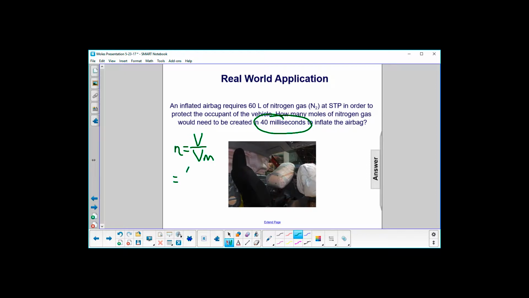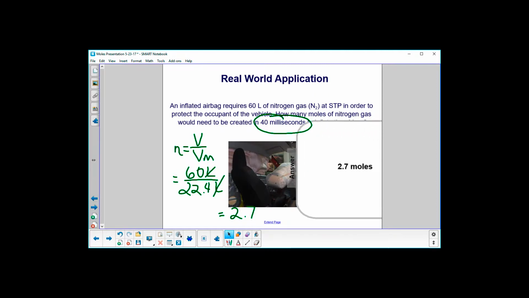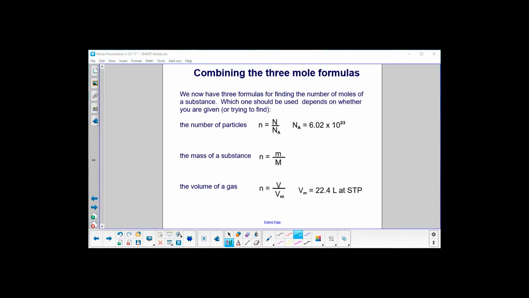So the volume is 60 liters. VM is 22.4 liters. You can see how liters cancels out, and you do the division, and you get 2.7 moles. So let's check it with the answer here. 2.7 moles. We now have three formulas for finding the number of moles of a substance.